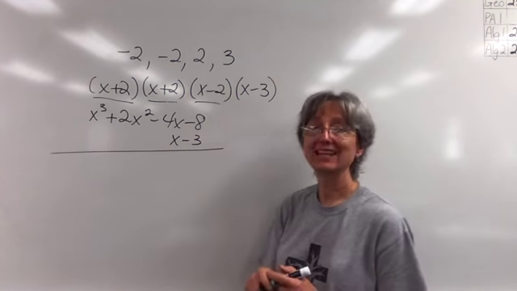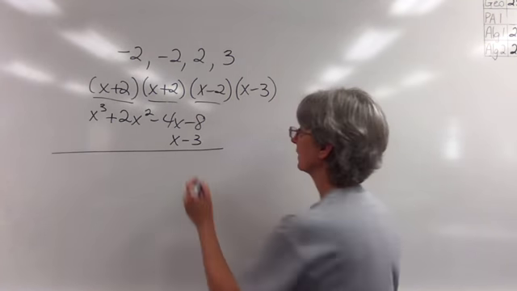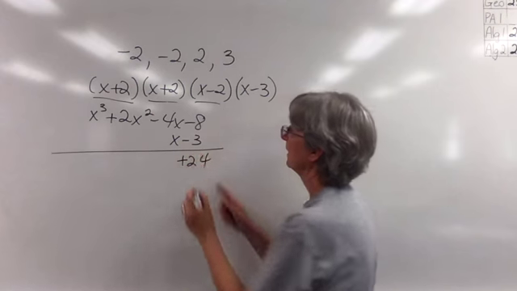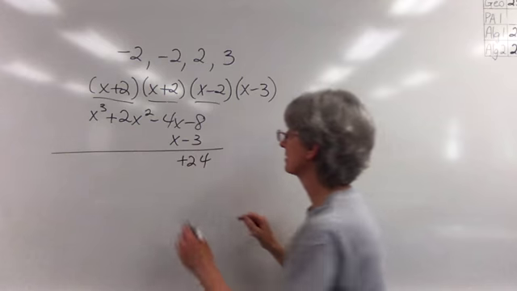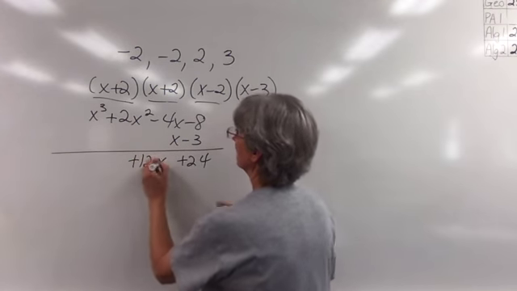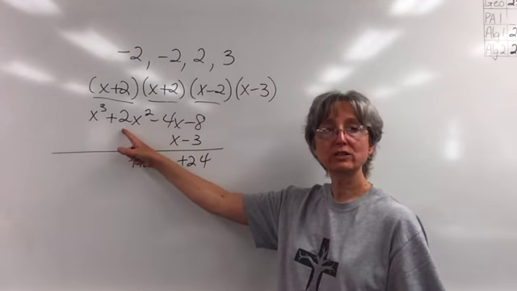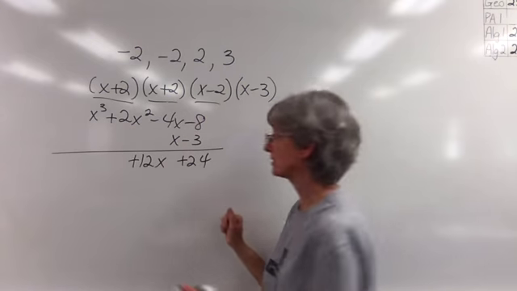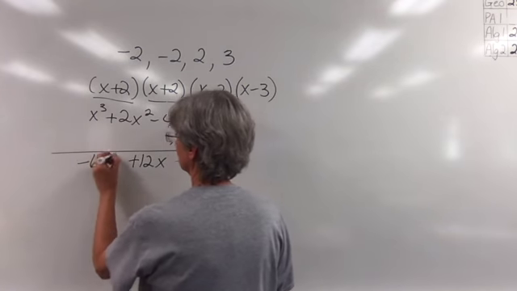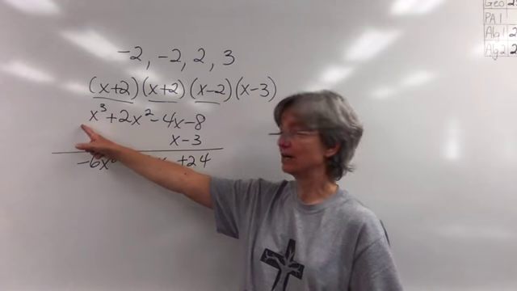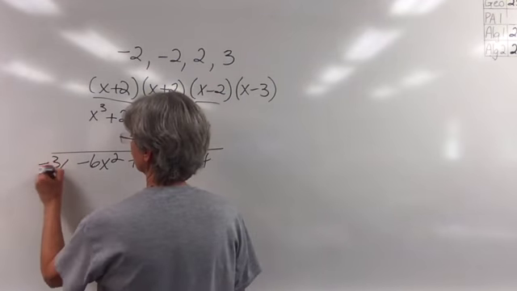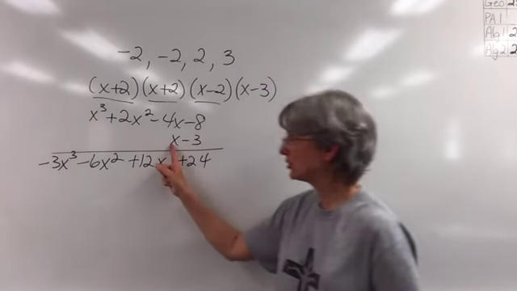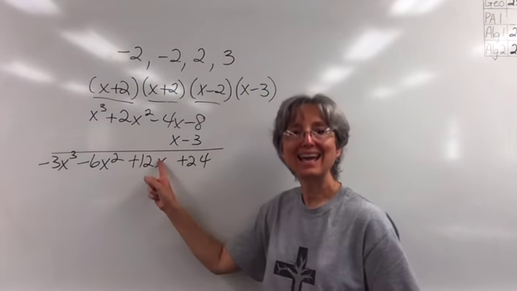Negative 3 times negative 8 is positive 24. Negative 3 times negative 4x, positive 12x. Negative 3 times 2x squared, negative 6x squared. And negative 3 times x cubed, negative 3x cubed. Now multiply all of these by x.